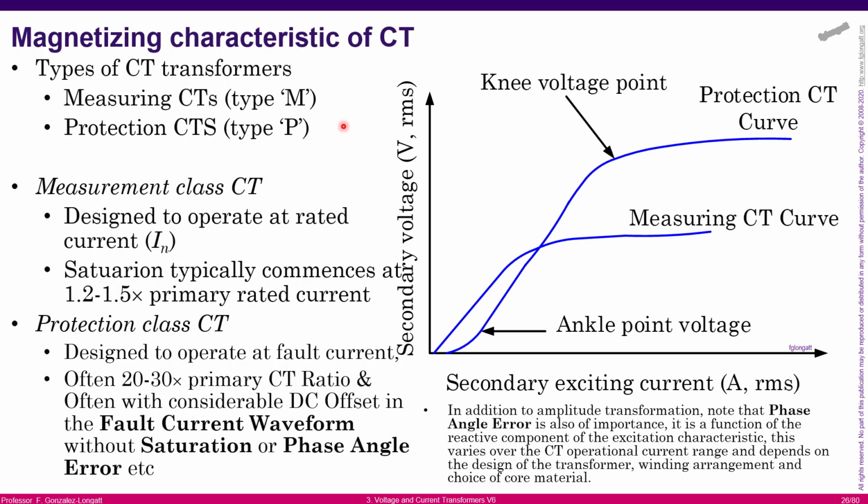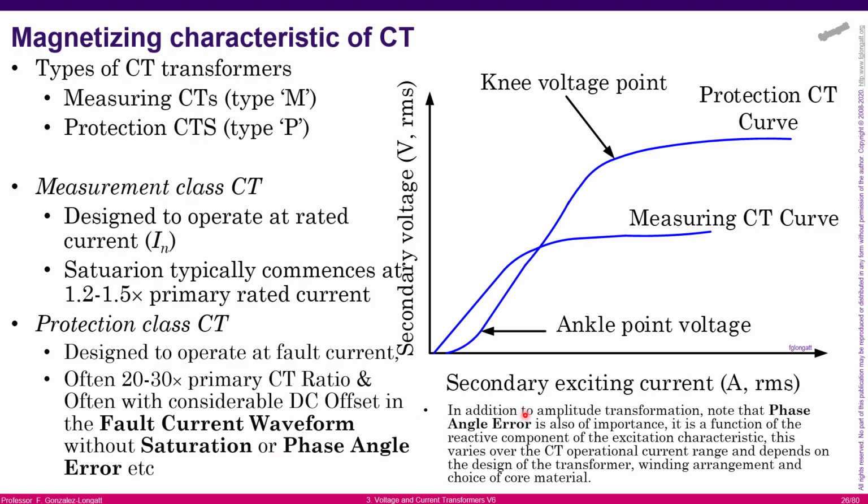It's typical that for normal applications of current transformers, the saturation is around 20 or 30 times the primary current. What is very important is that we need to take into account that sometimes there is DC offset inside the short circuit current, but we need to be able to reproduce the waveform of the fault current without including saturation or phase angle error.